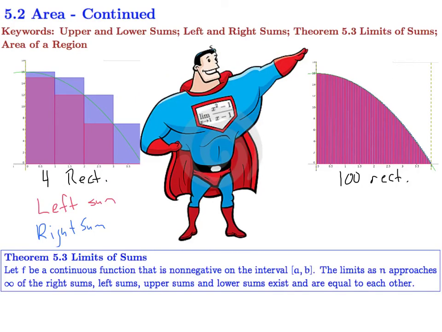And now finally, all the work we did with limits is going to pay off. There's a big theorem here that says that if f is a continuous function, non-negative on this interval, then the limit as n approaches infinity of right sums, left sums, upper sums, lower sums exist, and they're going to be equal to each other. So what we can do is take the limit as n approaches infinity of this really abstract looking computation here, and we're going to get a really great approximation. We're going to figure out the area.